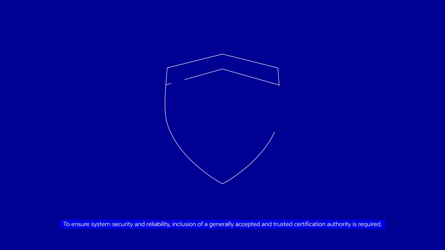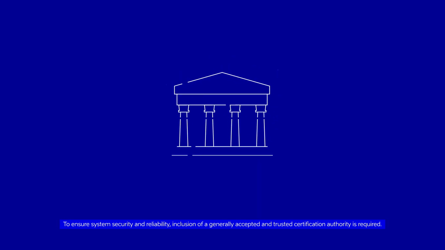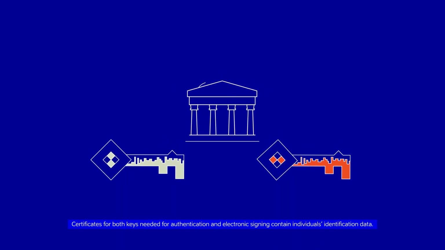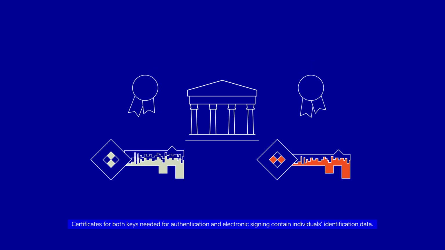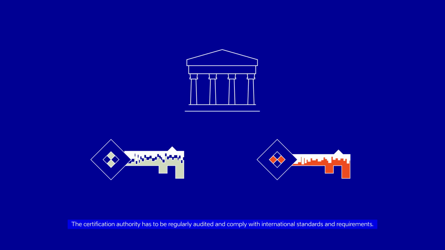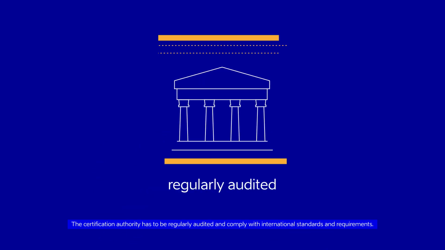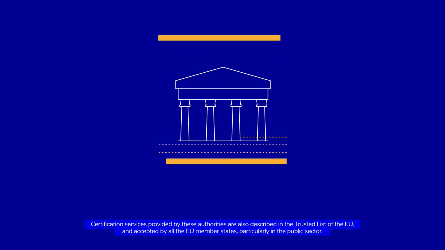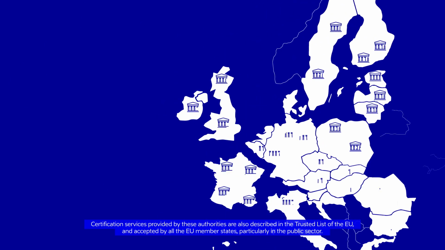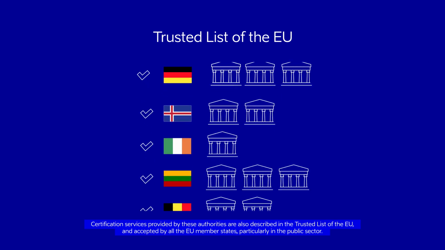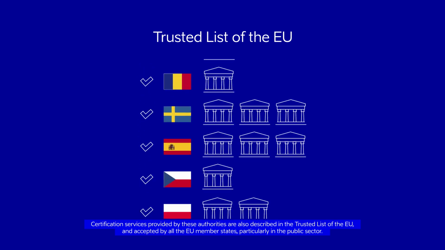To ensure system security and reliability, inclusion of a generally accepted and trusted certification authority is required. Certificates for both keys needed for authentication and electronic signing contain individuals' identification data. The certification authority has to be regularly audited and comply with international standards and requirements. Certification services provided by these authorities are also described in the trusted list of the EU and accepted by all the EU member states, particularly in the public sector.